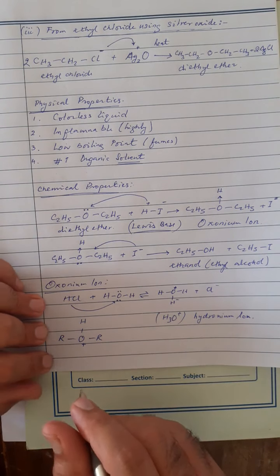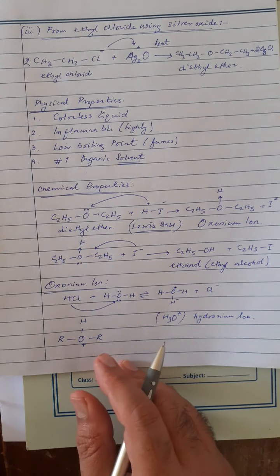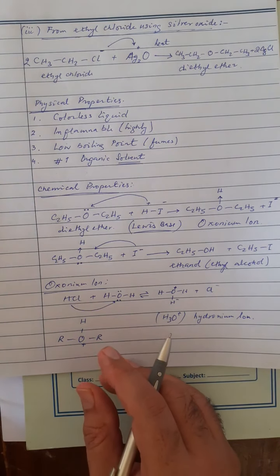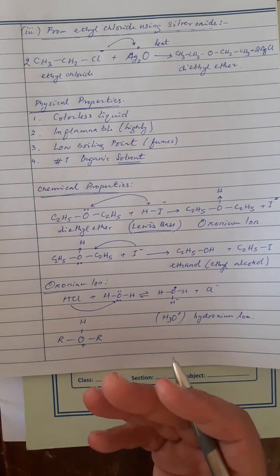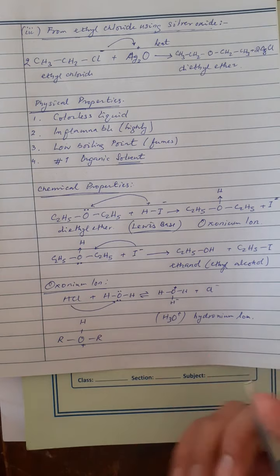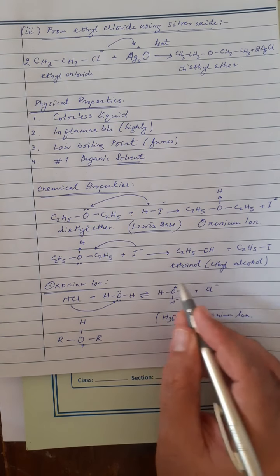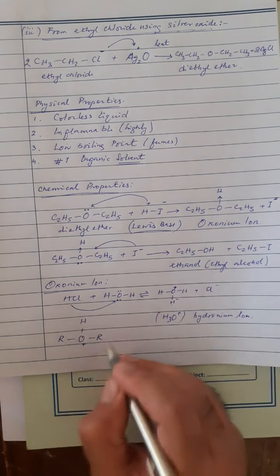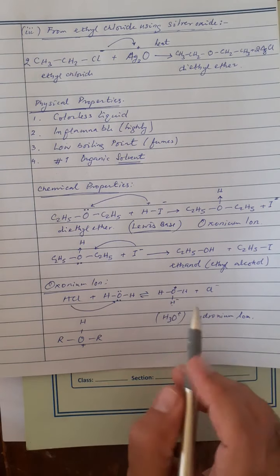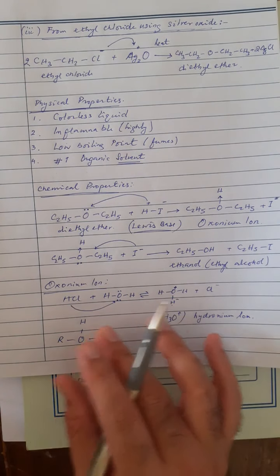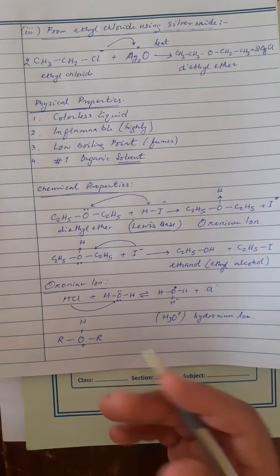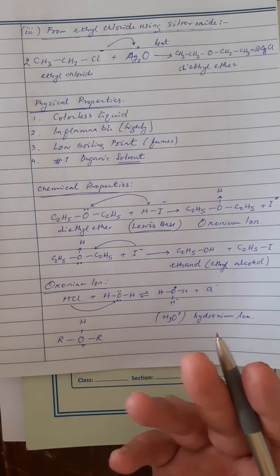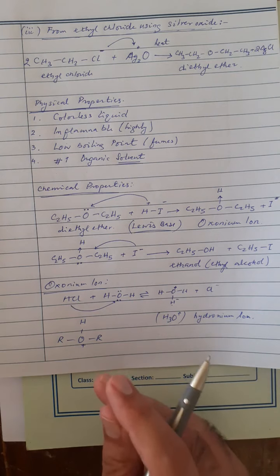So what is oxonium ion? It is a positively charged species in which oxygen is bonded to 2 alkyl groups and 1 hydrogen group. Total 3 groups, 3 atoms. Any species in which oxygen is charged positively and bonded to 3 groups of atoms is known as the oxonium ion.